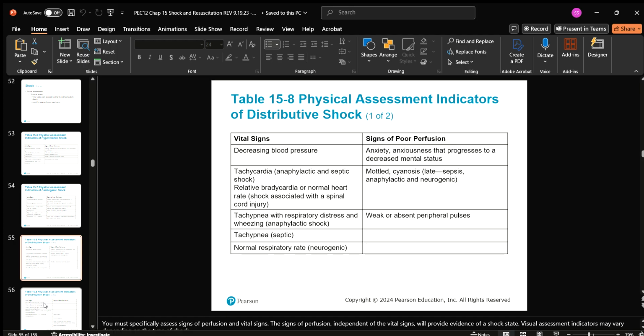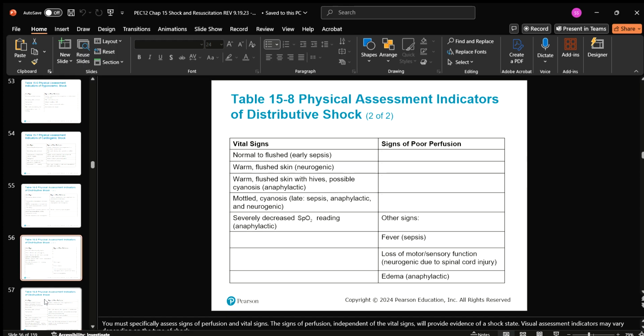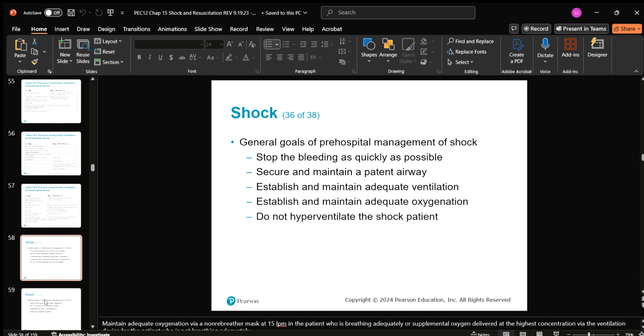Got to know these medical terms. You're going to get them on your national registry and you're going to be like, what is this? All right, we're talking about distributive shock. These are all signs and symptoms we might see in different types of shock. You guys can go over these on your own.